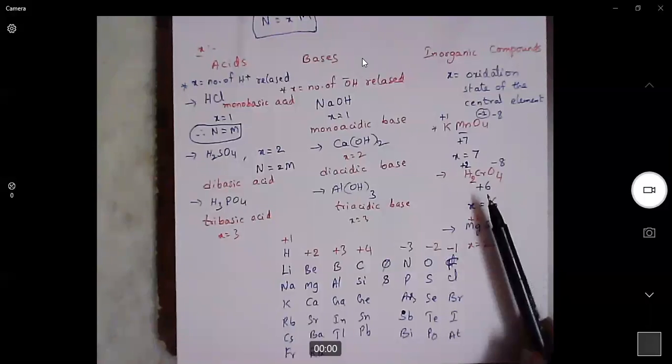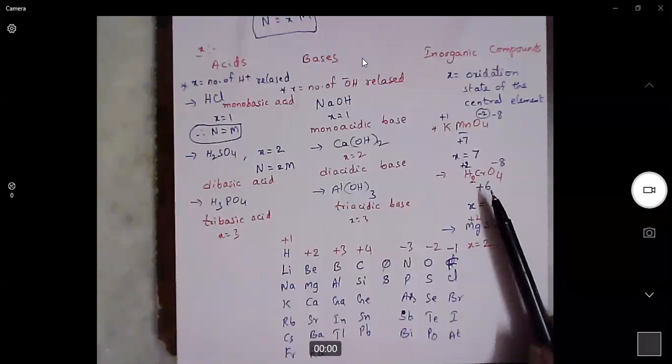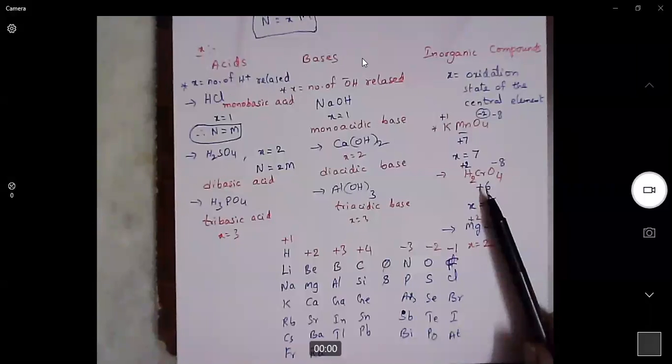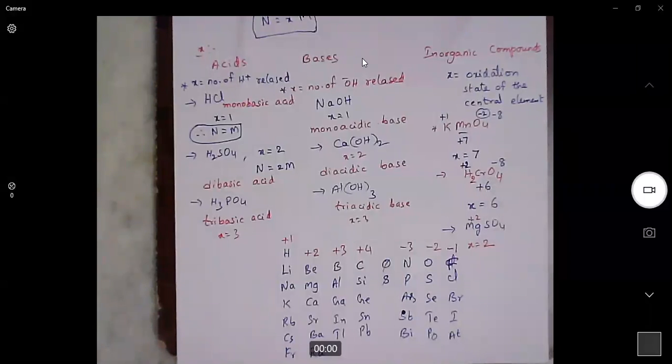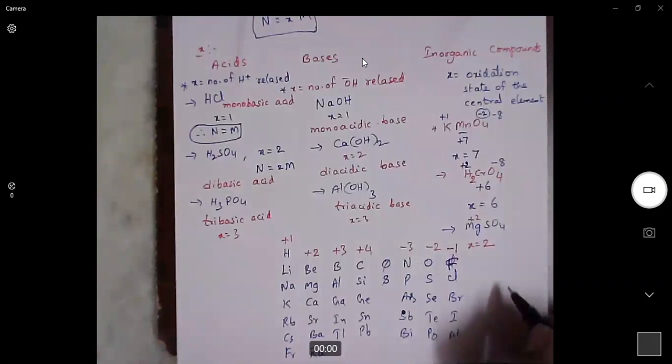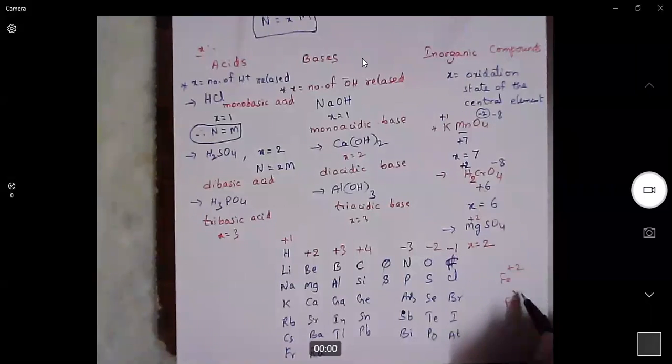For example, chromium. Chromium may be stable in plus 3. Chromium is also stable in plus 6. Iron is stable in plus 2. Iron is stable in plus 3. So how do we know that? Whether sometimes iron is in plus 2, iron is in plus 3 oxidation states.